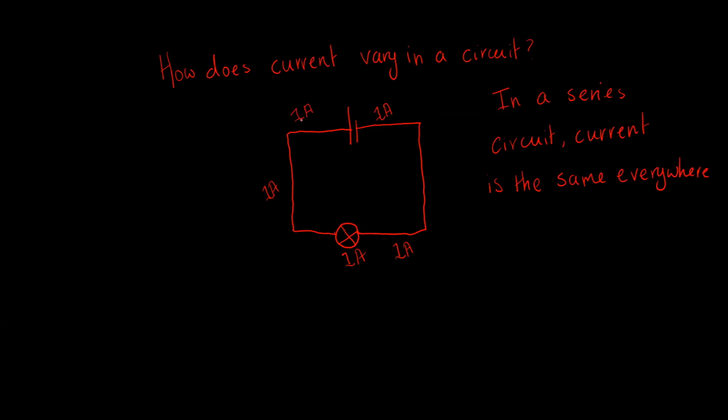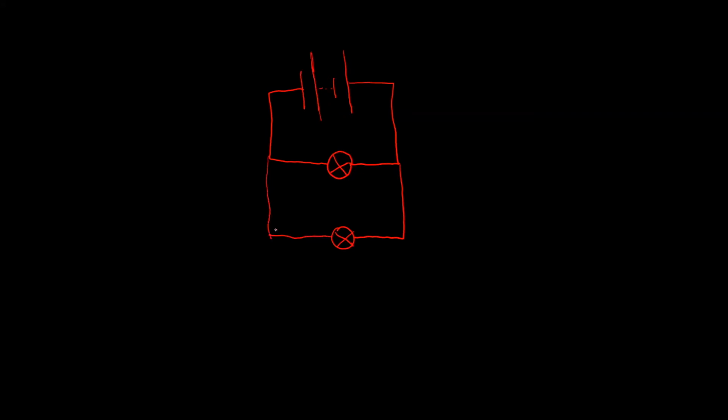So what happens in a parallel circuit then? Let's draw this so it's a bit easier to see. Got a battery. 1 bulb here. Another bulb. You've got 2 bulbs in parallel. These bulbs are identical. That's important here. That means they are exactly the same.